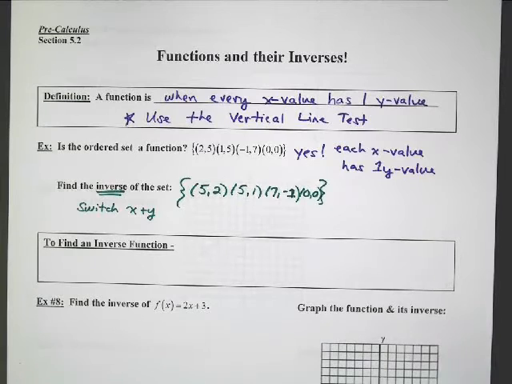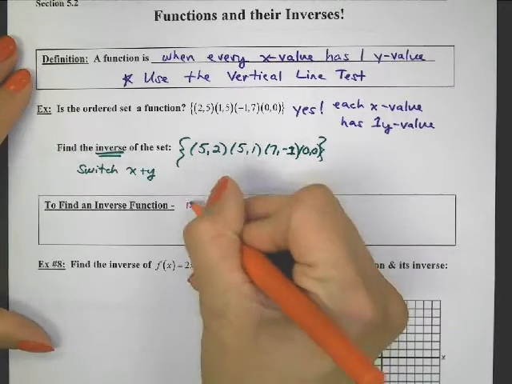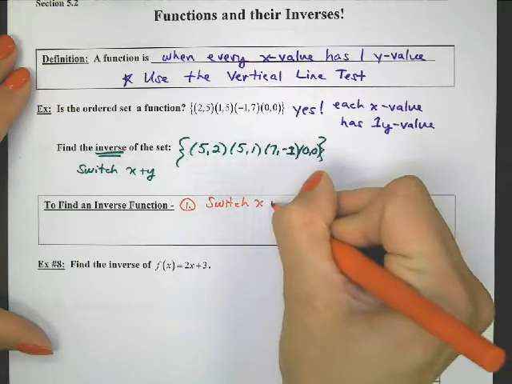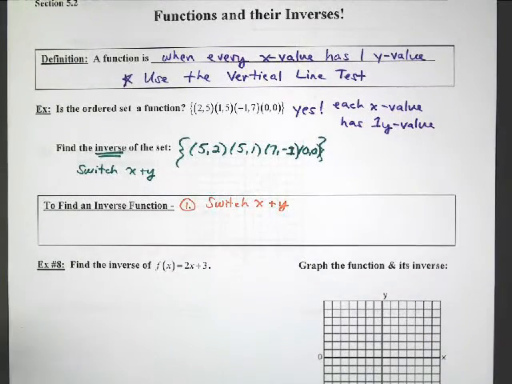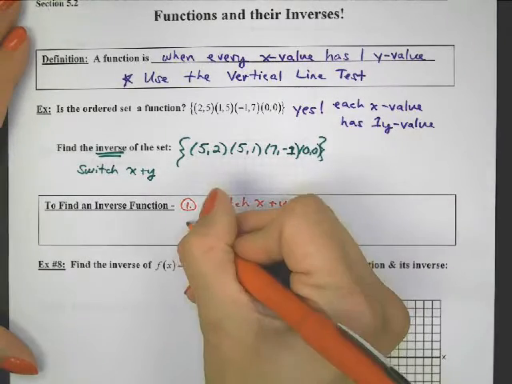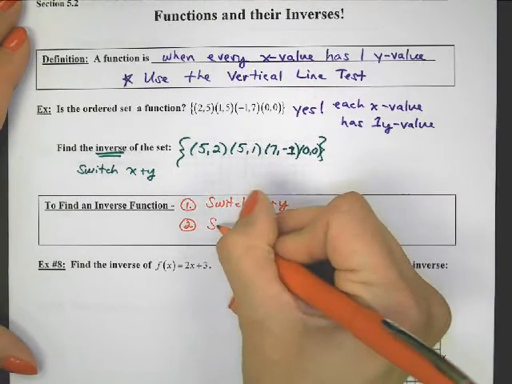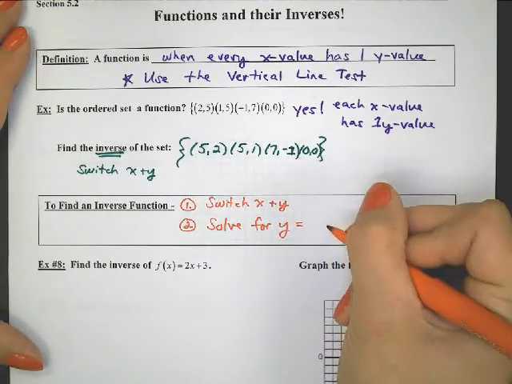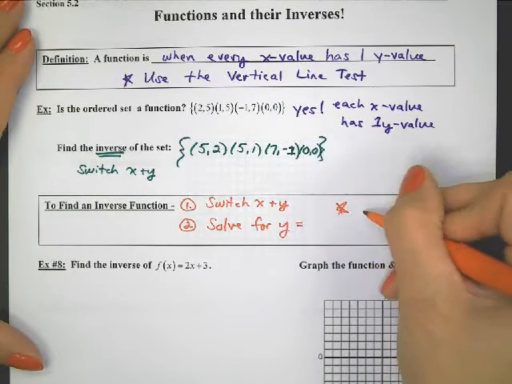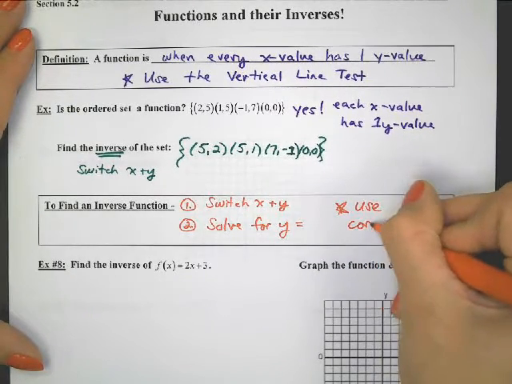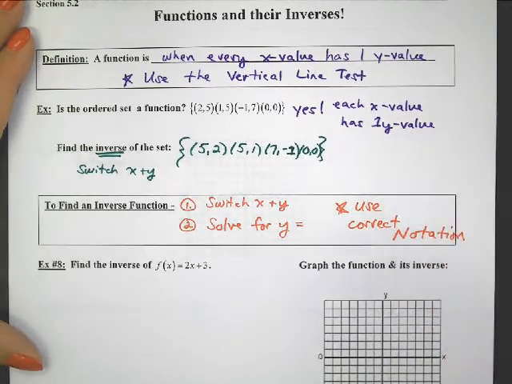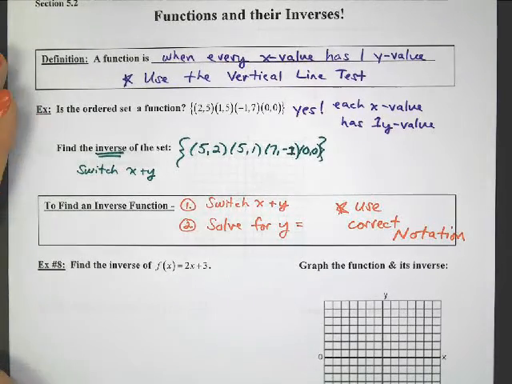How do you find the inverse of a function algebraically if they give us an equation? There's a couple of steps. Step 1, you're going to switch x and y. Just like we just did there with the numbers, you can do it with letters too. And then step 2 would be to solve for y. So then you're going to get y equals form. And I have to put a note here because you must use the correct notation. The notation for inverse has to be stated when you find an inverse.